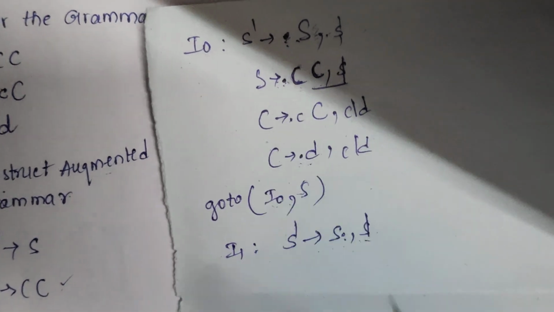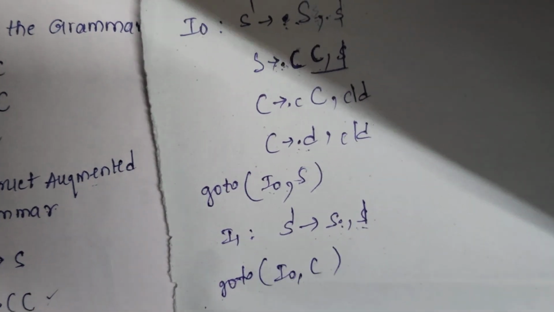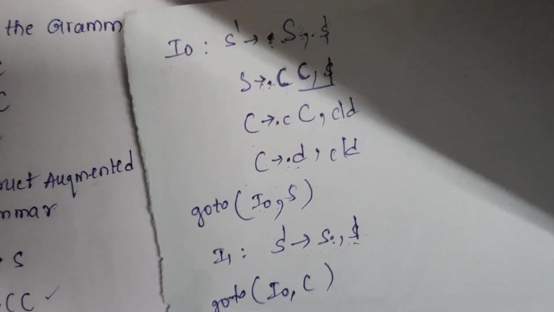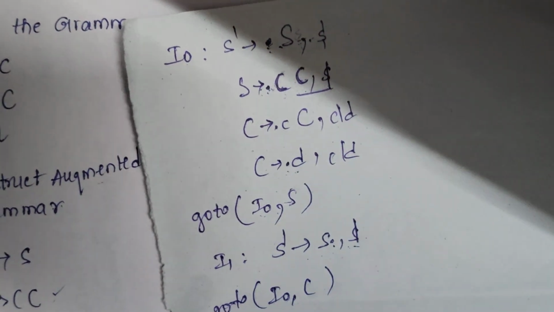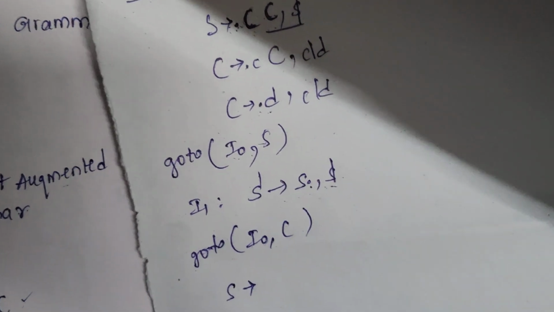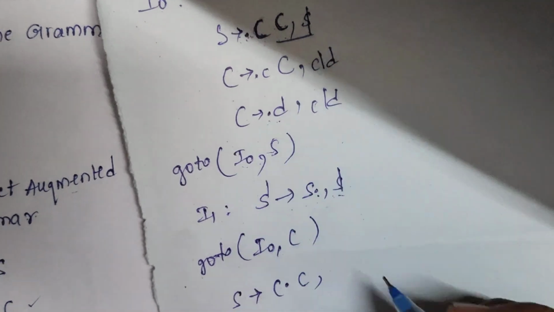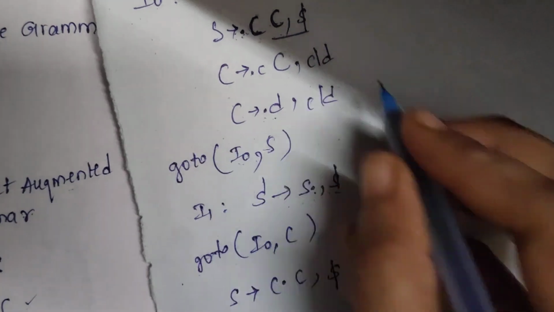So we have only one C. So go to I0 comma capital C. This dot will be shifted here. So S produces C dot C, and the look ahead symbol will be as it is when we are writing the productions.